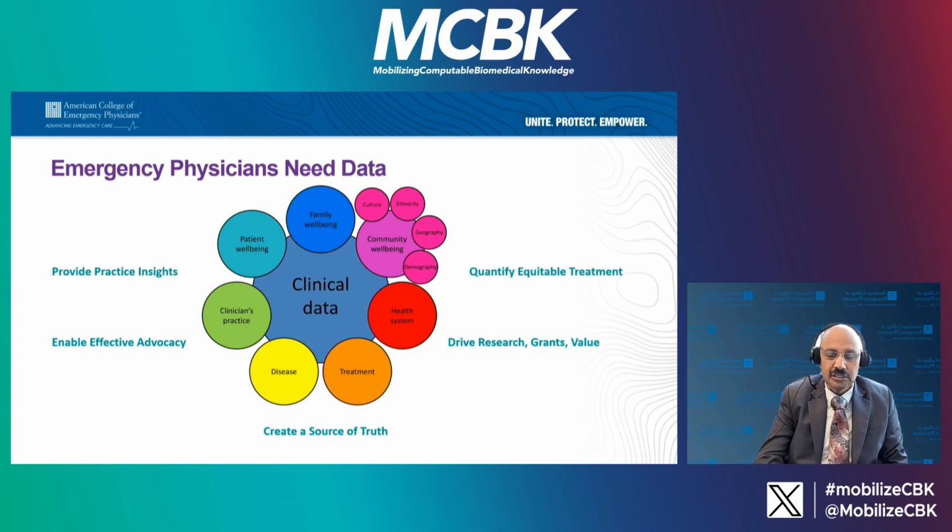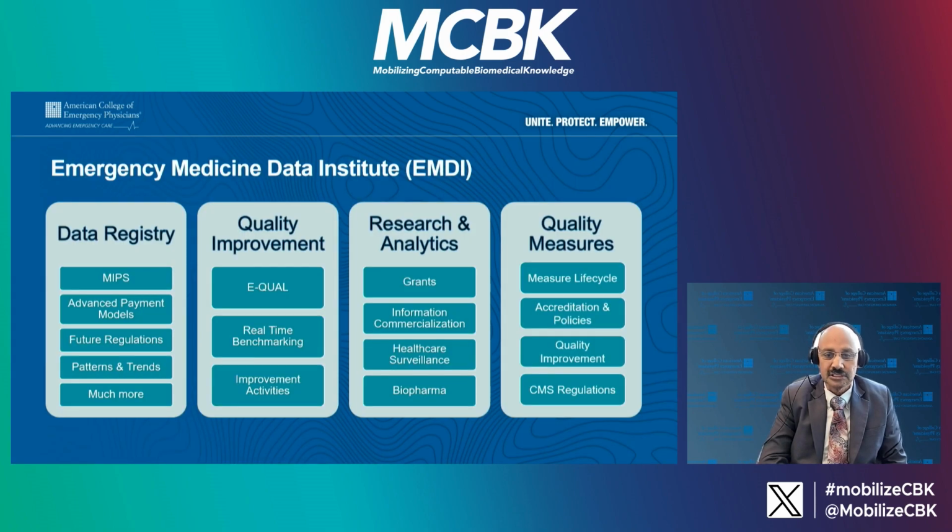But the big focus is how do we do quality improvement on a longitudinal basis and establish standards of care at a global scale. The Emergency Medicine Data Institute has 4 pillars. The first pillar is focused on the data registry component, which is essentially collecting data and normalizing, harmonizing data to be useful against various use cases. The second big focus is quality improvement.